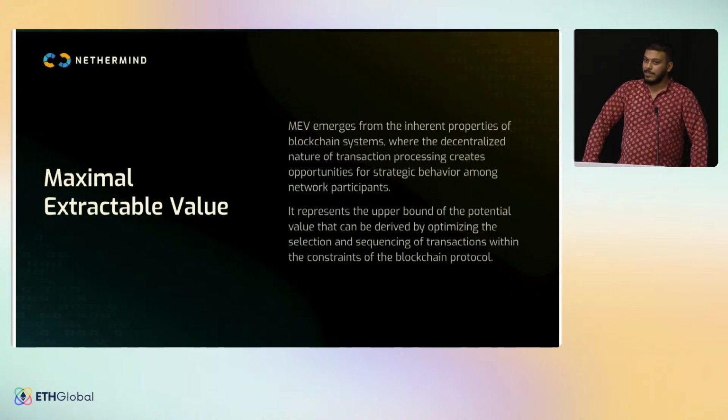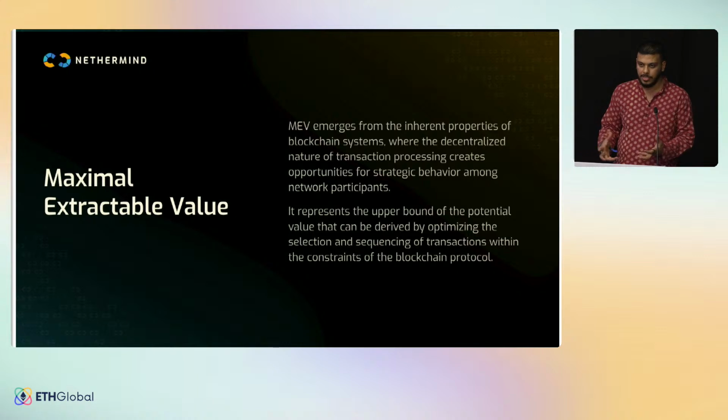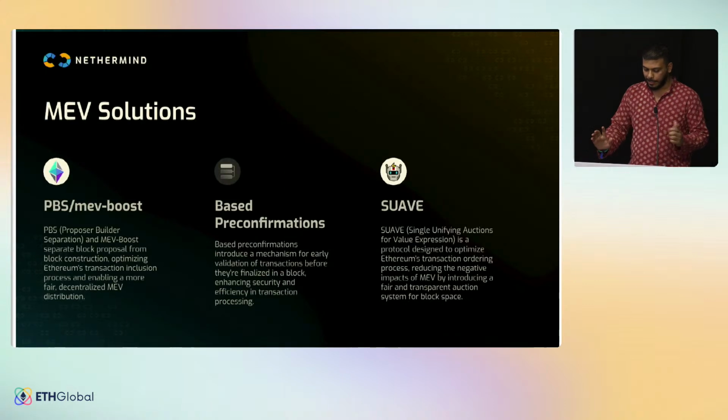Then there is maximal extractable value. Maximal extractable value, or MEV, is an inherent property of blockchains and, more so, distributed systems. It's the process where you can strategically choose what transactions go in which order, and you can change the properties of the block itself. There's a lot of cool stuff happening in MEV.